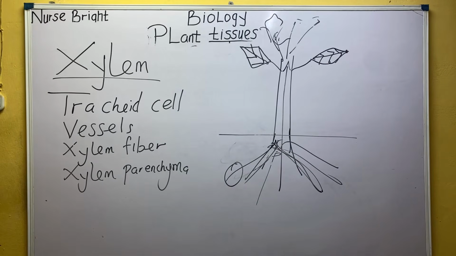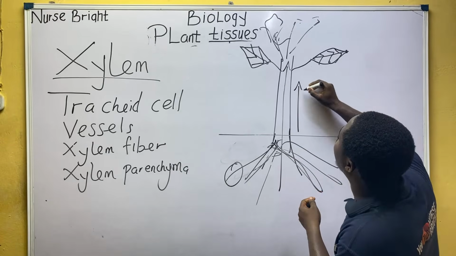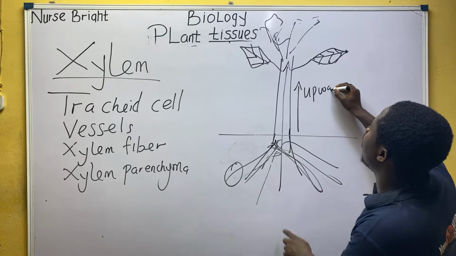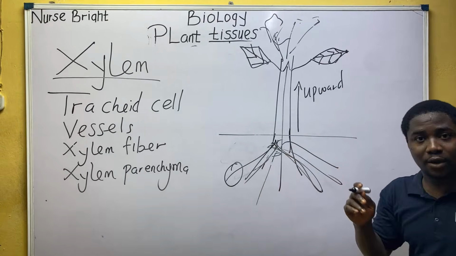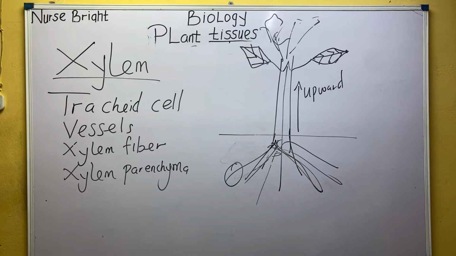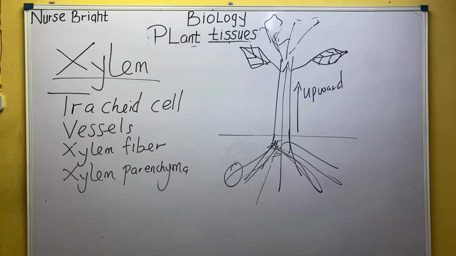We've talked about the xylem function. One of the functions is the transport of water and minerals, not food. They also help to give mechanical support to the stem and root. Alright, they help to give mechanical support to what now? The stem and root. And the xylem transports water and minerals in what direction? In an upward direction from the roots.